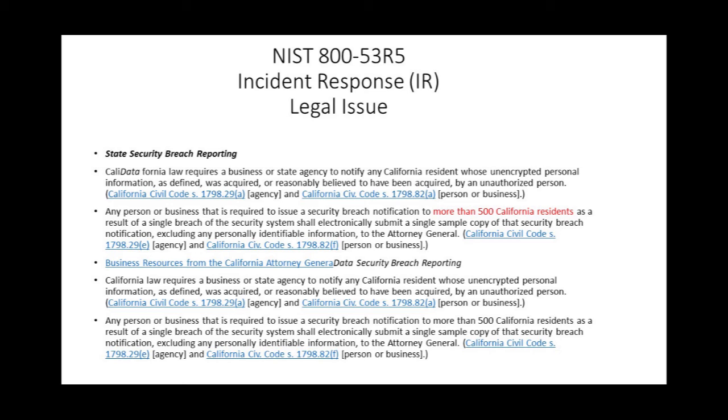1798.82(f), persons or business. Any person or business that is required to issue a security breach notification to more than 500 California residents as a result of a single breach of a security system shall electronically submit a sample copy of the security breach notification, excluding any personally identifiable data, to the Attorney General of the state of California. So any state that you're operating in, you need to research that specific state's incident response and security breach notification. In California, for any breach greater than 500 California residents, you had to report that breach.